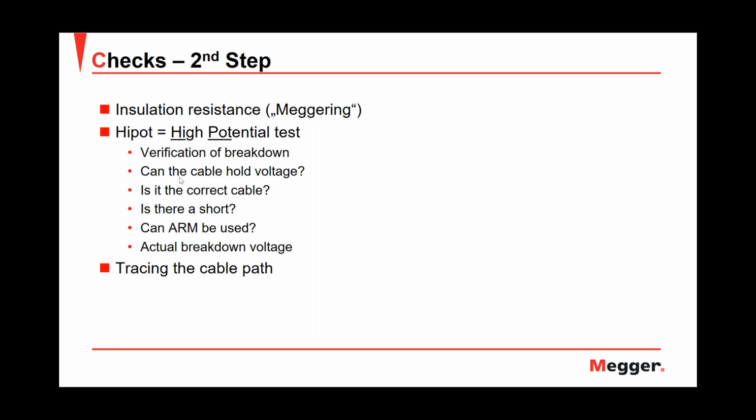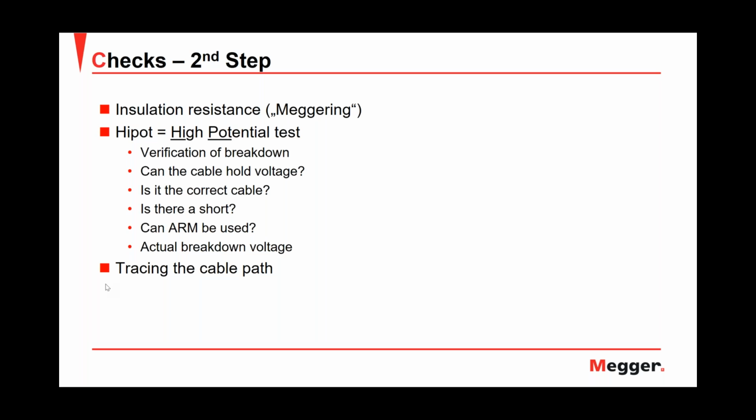Well, the first one, can the cable hold voltage? No. Is this the correct cable? Yes, certainly it's a cable that has a fault. Is there a short? Yes, because the cable cannot build up voltage or cannot hold voltage. And can I use the error reflection method? No, because if I have a short, I cannot dump in a short. So this second step, the checks, is very important, because it will provide me with important information.